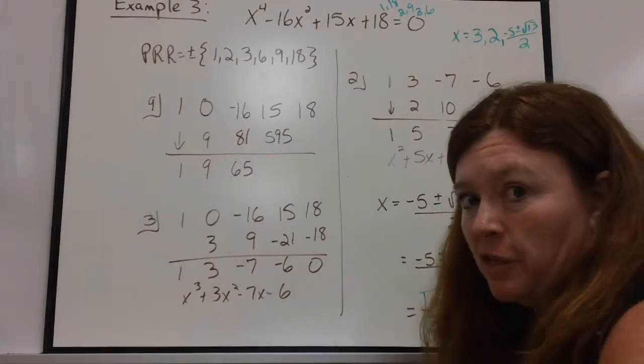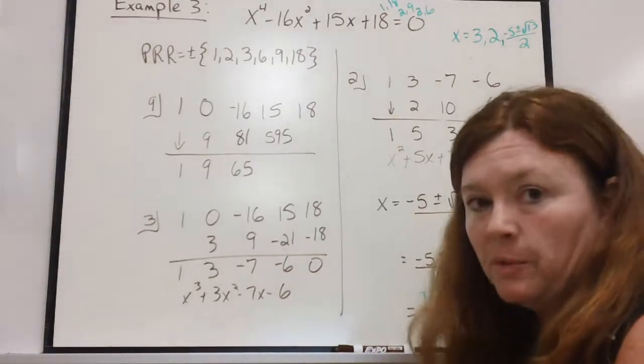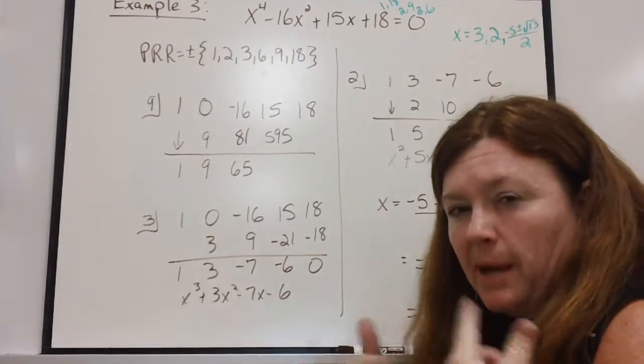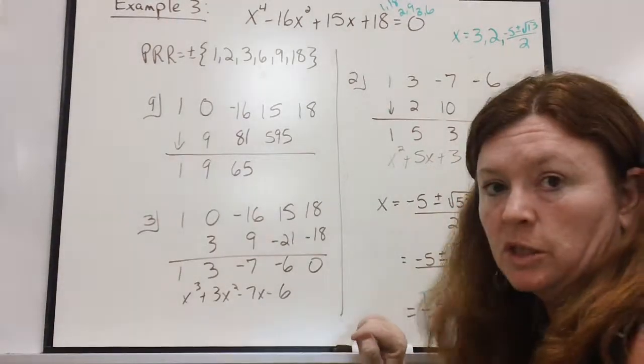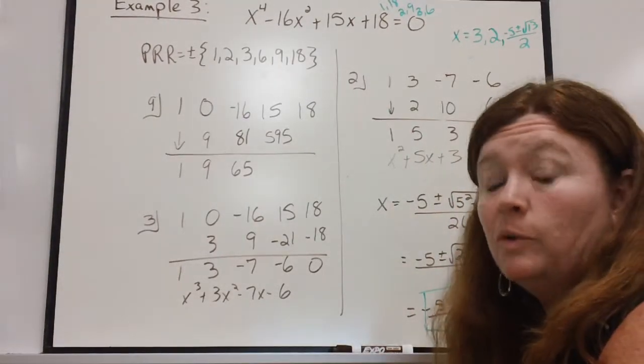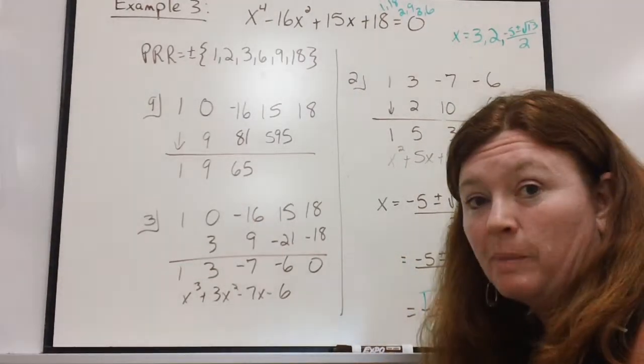When you have an x to the third, use possible rational roots. Start putting them into synthetic division. Keep in mind the upper bound concept until you find a 0 solution. And then what's left over would be an x squared, and you can either factor it or use quadratic formula.